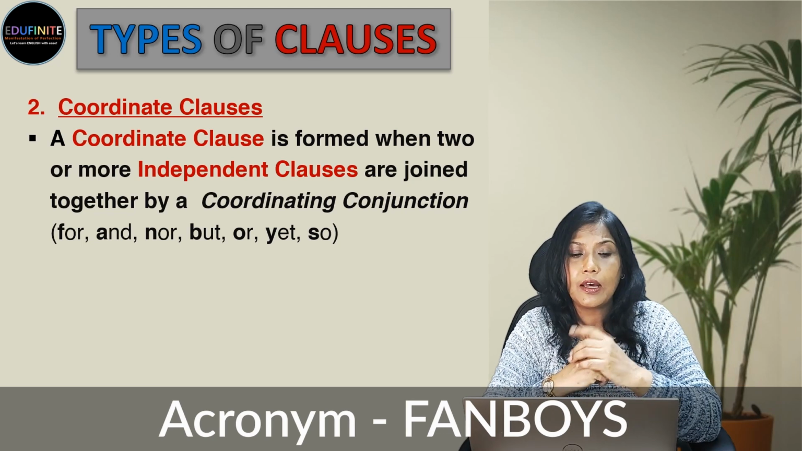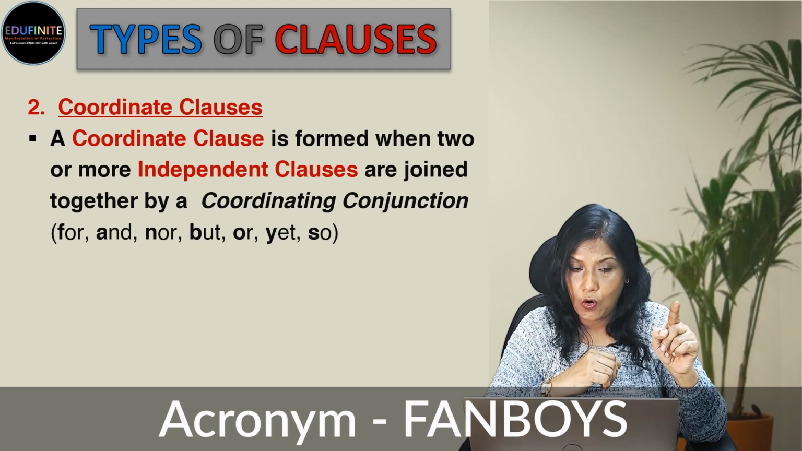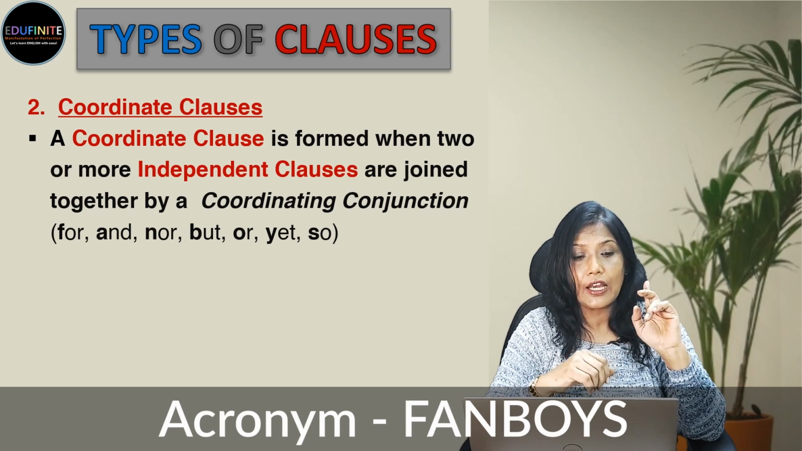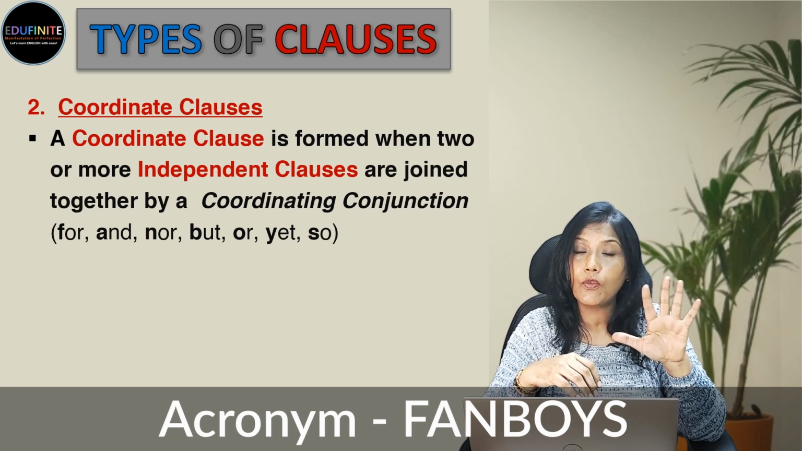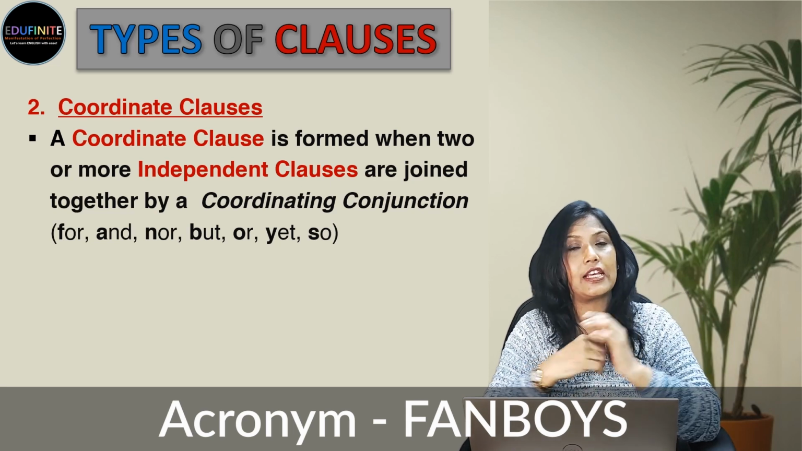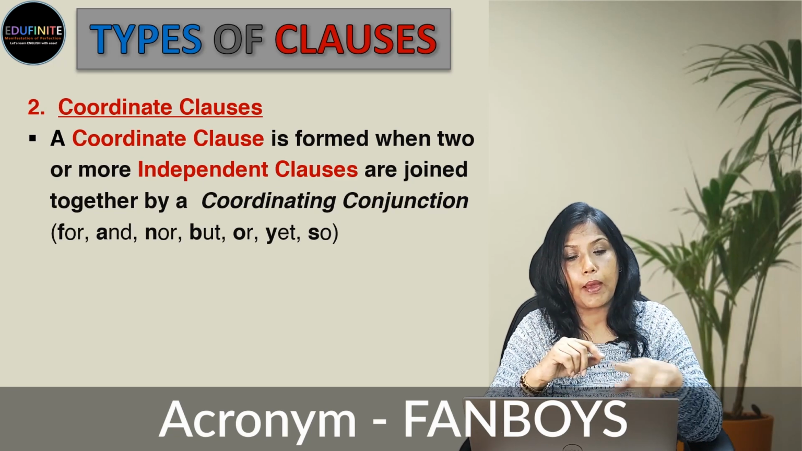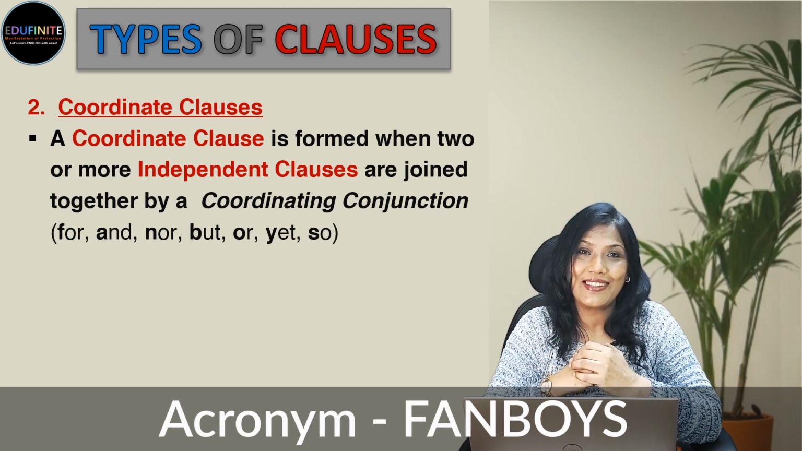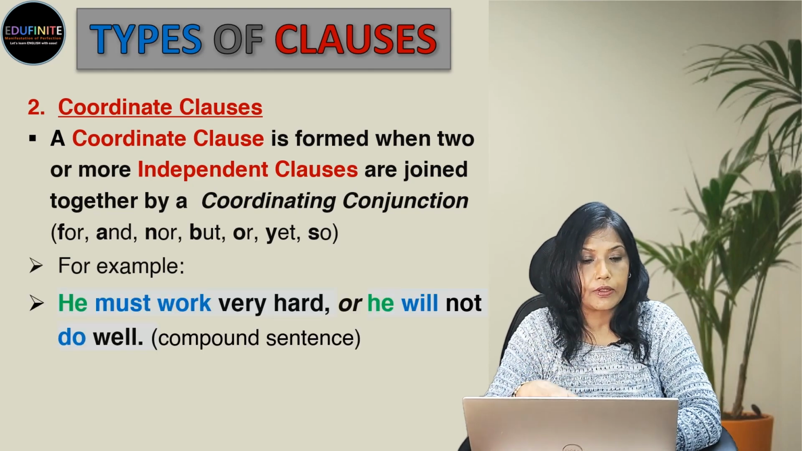You can remember by this acronym FANBOYS. F for for, A for and, N for nor, B for but, O for or, Y for yet, and S for so. So FANBOYS, remember that, and you'll remember all the coordinating conjunctions. Okay, now let's look into some examples.